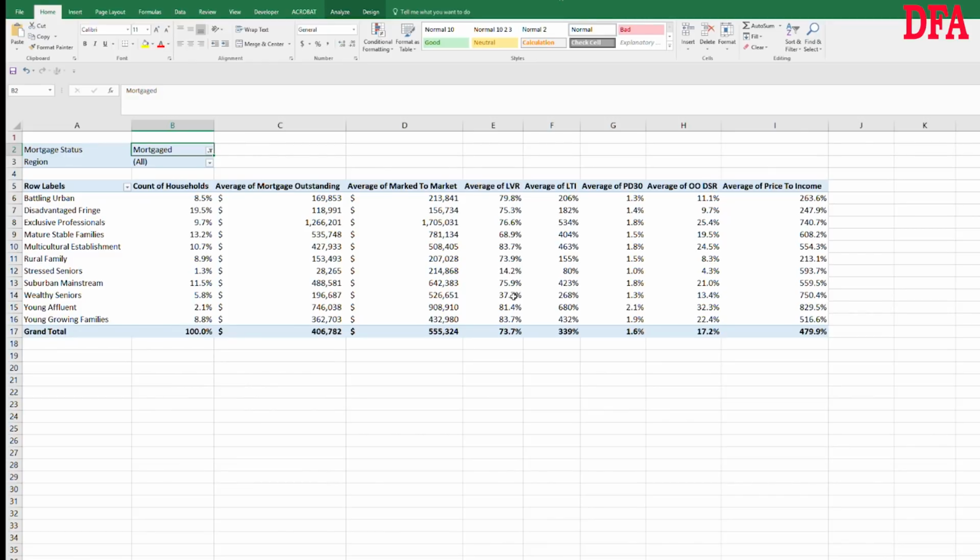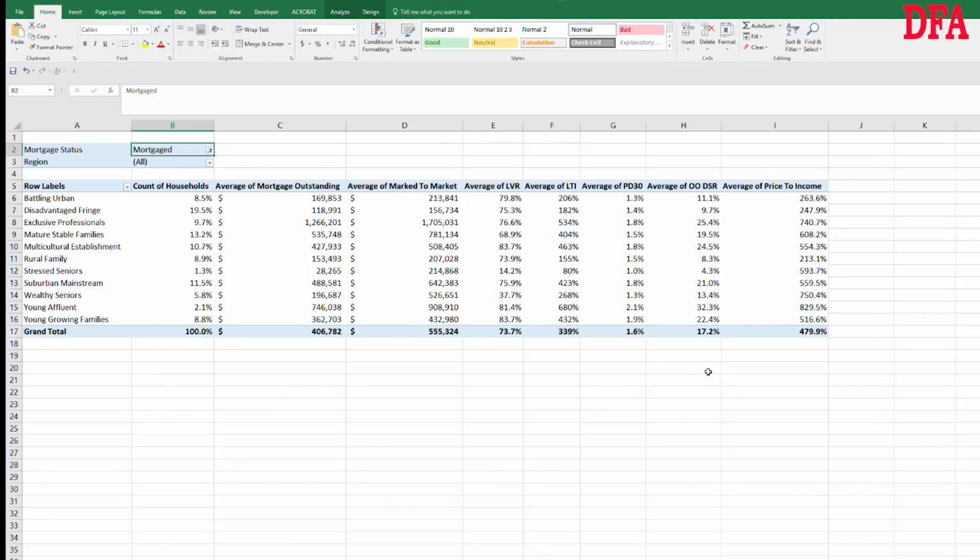If we move across to loan to income ratio, this is looking at the difference between the loan and income, and we can see that it's young affluents who are the household group with the highest loan to income ratio. That's a more risky view compared with some of the lower LTIs. You've got young growing families at 432%, and you can see that some of the other groups are relatively low. But what's interesting here is that the exclusive professional, which is the top end of the market, still has a high loan to income ratio.